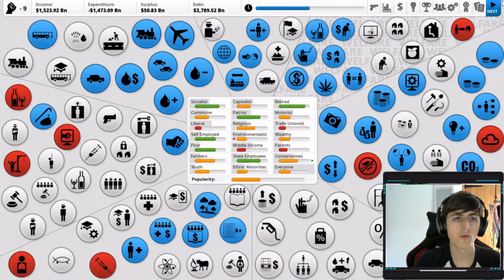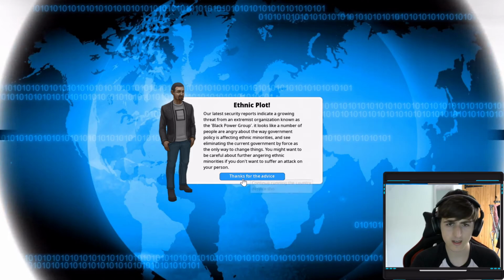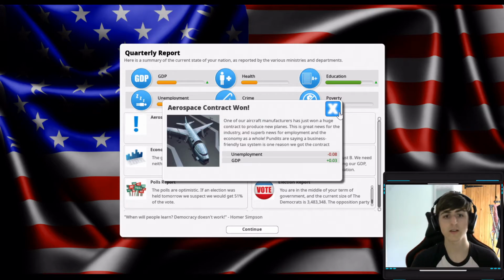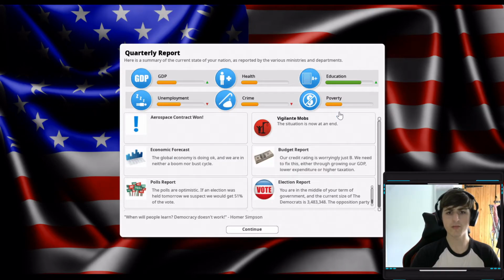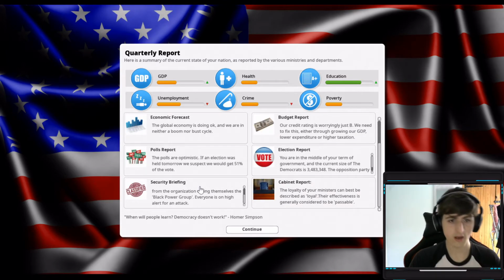I am going to wait a turn and then I'm going to invest in the State Health Service. It's expensive, but with the improved taxes... Yeah, we got them as well, haven't we? Vigilante mobs are now at an end, though, that's good. And we won an aerospace contract, which is amazing because it boosts GDP, reduces unemployment, and just helps in general.